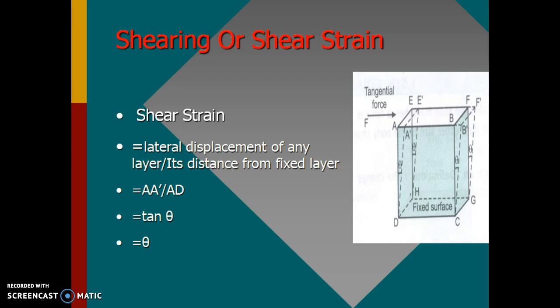Shearing strain or shear strain. So shear strain is equal to lateral displacement of any layer to its distance from the fixed layer. So lateral displacement is AA dash upon fixed layer AD. So it is equal to tan theta, and if theta is very small, tan theta is equal to only theta.